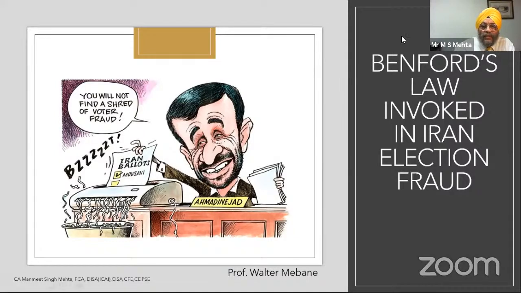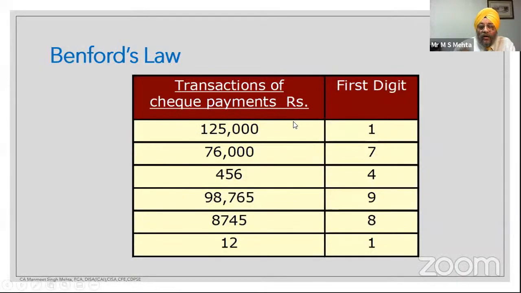I'll just take a very simple example. All these are payments made by checks. So we have different payments. Benford's law is about digits and their placement. It's not about amounts. It's about digits and their placement. If you look at these transactions, in the first transaction the first digit is 1. For the second, it is 7. Then it is 4. Then it is 9. Then it is 8 and 1.